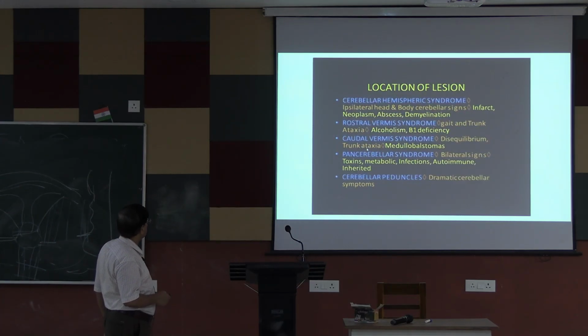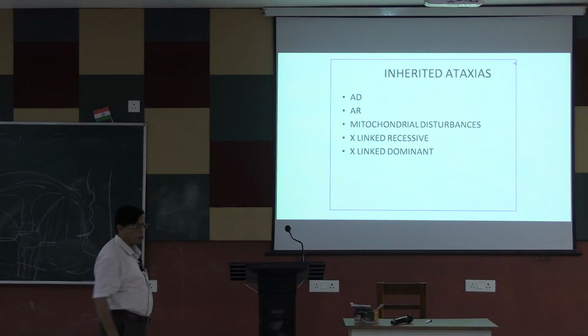Localization of the lesion, you may not go into such details. Now, inherited ataxias. These are common. If you go to the neurology OPD, you will see them every day. Patients come with these inherited ataxias. I have told you it can be autosomal dominant, autosomal recessive, mitochondrial, X-linked recessive, and X-linked dominant.